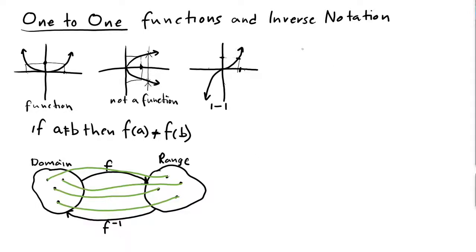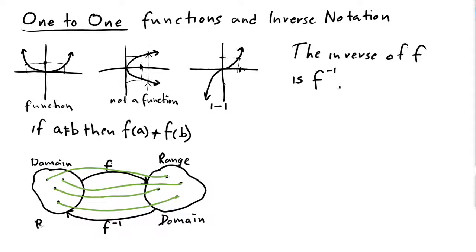Notation-wise, the inverse of a function f is f with a little minus 1 up there. Now be careful. This is not algebraic notation, it's function notation. That does not mean 1 over f. That means f inverse. And notice, because f inverse is moving in this direction, this side is the domain, because that's where it's starting, and this side is the range.